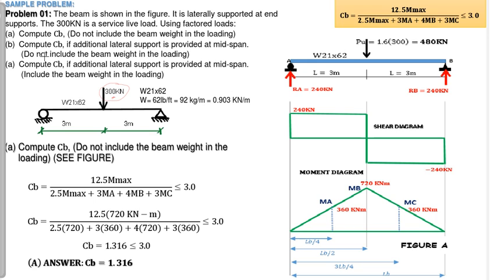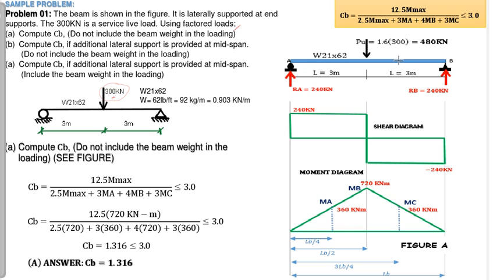Using factored loads, compute for CB. So, in case A, we have to compute for CB. Do not include the beam weight in the loading. So, wala pa tayong dead load dito due to the beam weight. So, yung i-compute natin na CB due to this service live load alone. Using factor load, so ipa-factor natin yung 300. So, live load yan. So, 1.6 times 300, that is 480.